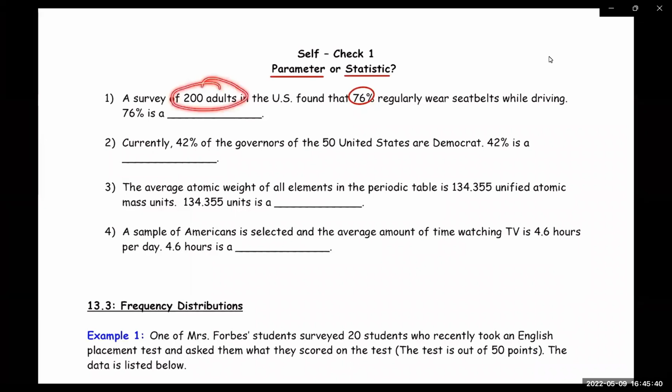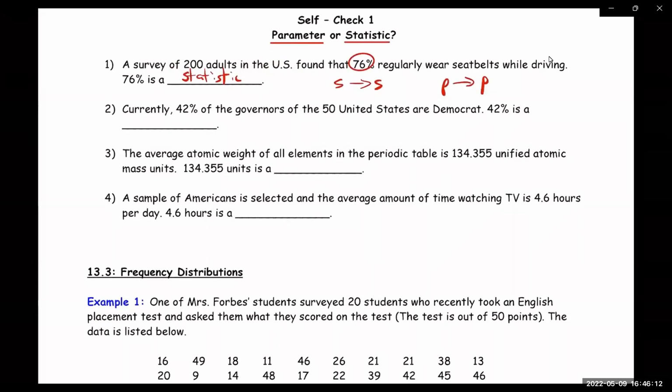Well, it's only 200 adults in the US. So of the 200, 76% of those 200 wear a seatbelt. That's describing a sample, not everybody. It's just a sample. So that would be a statistic. Remember, sample goes with S, P goes with P. Sample statistic, parameter population. All right.